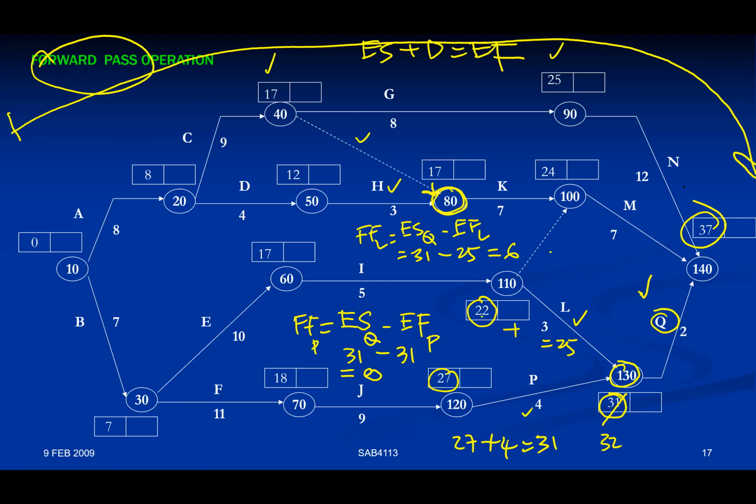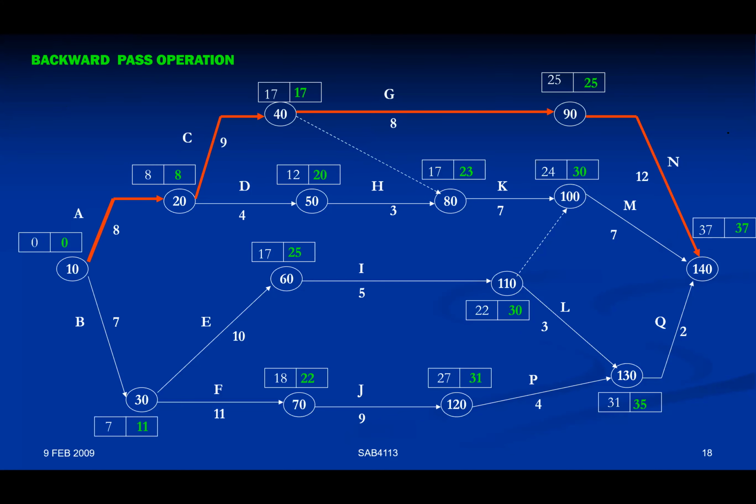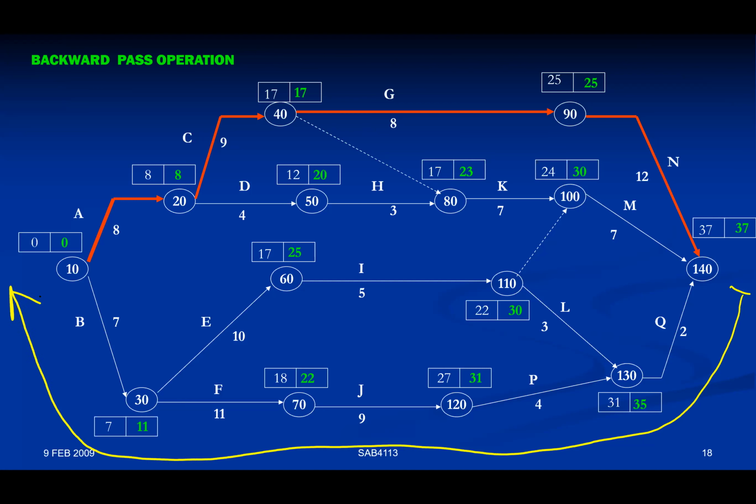Okay, in the final exam, this kind of work will normally require you to spend around maybe half an hour of your time because it is a very lengthy process. But you need to answer the question for free float for some of the activities, or even the total float. Okay, total float, we will refer to this diagram. Okay, backward pass. Backward pass is to get the values by going backward. Okay, backward calculation. What is the value that you are going to get?